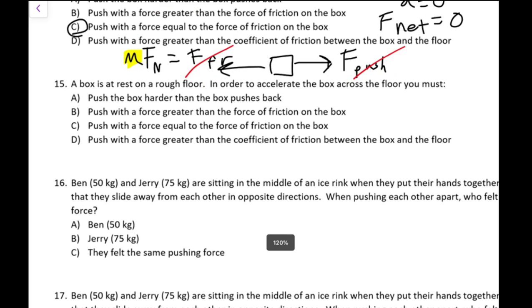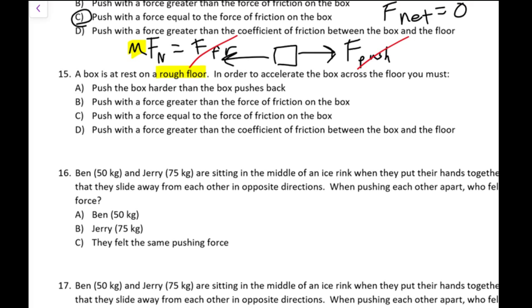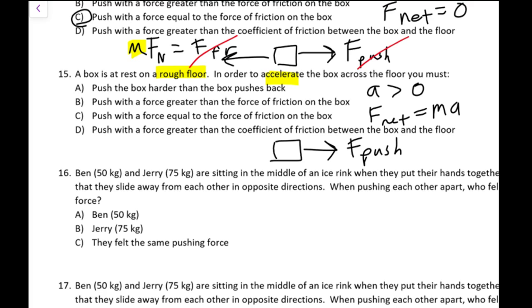same problem. Boxes rest on a rough floor. So again, friction applies. In order to accelerate the box across the floor, so now we want it to accelerate. In this case, we want acceleration to be more than 0, which means there is going to be a net force. Same idea as the bucket problem. The push on this has to be larger than friction. So the push has to be greater. So B, push with a force greater than the force of friction on the box.